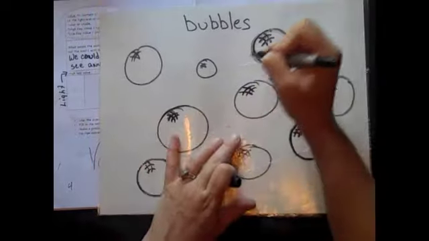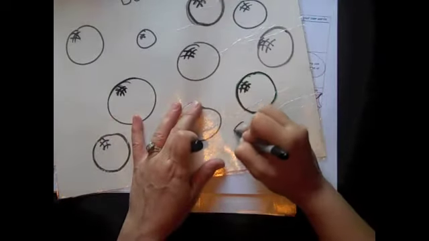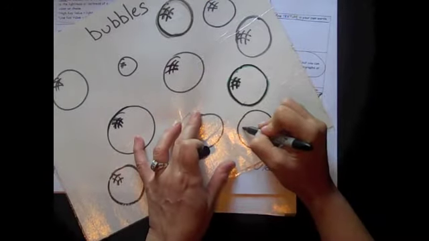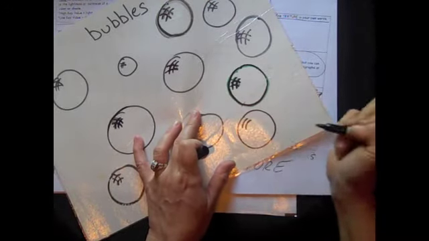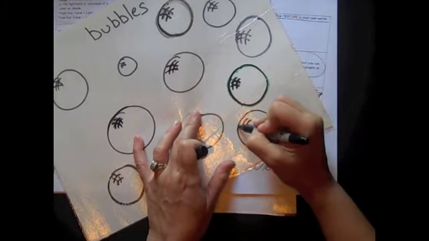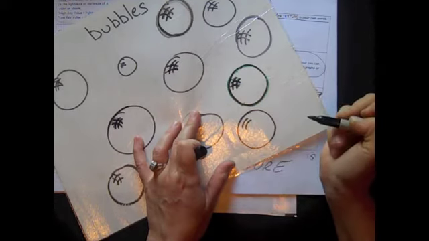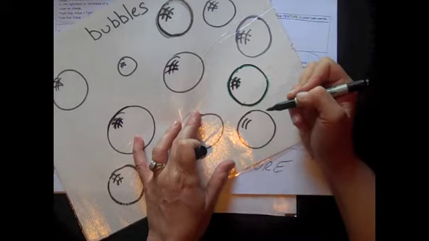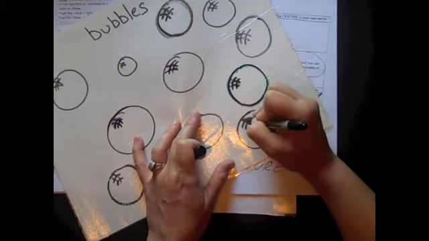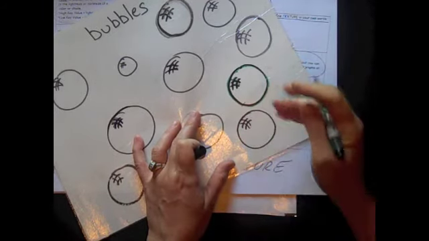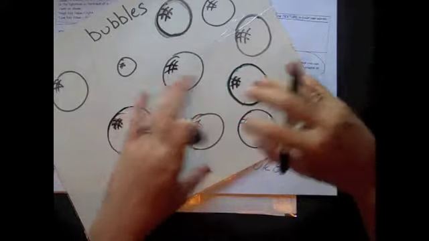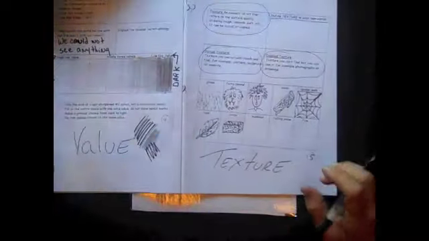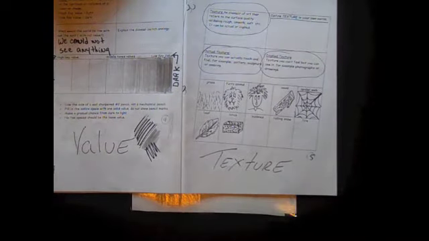So start with making a circle. Then you're going to make parallel curved lines. They need to be parallel to the outside edge of the circle. Then you're going to make two more curved parallel lines that go over this one. Make sure they're curved because it's showing that there's a reflection coming off a round object. Bubbles! Draw your bubbles in this space right here.